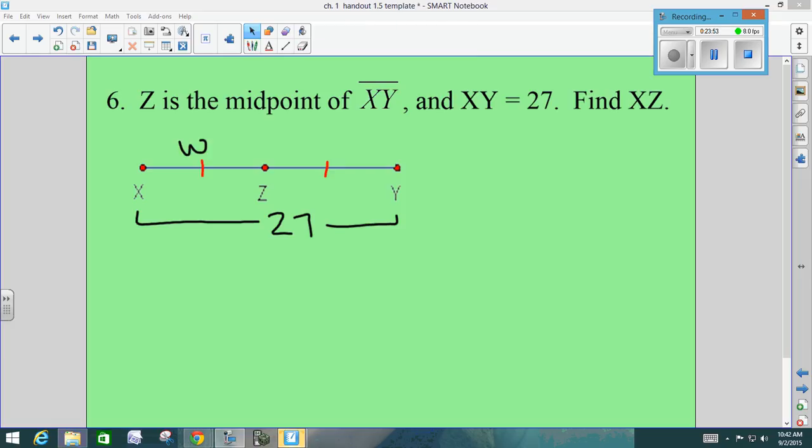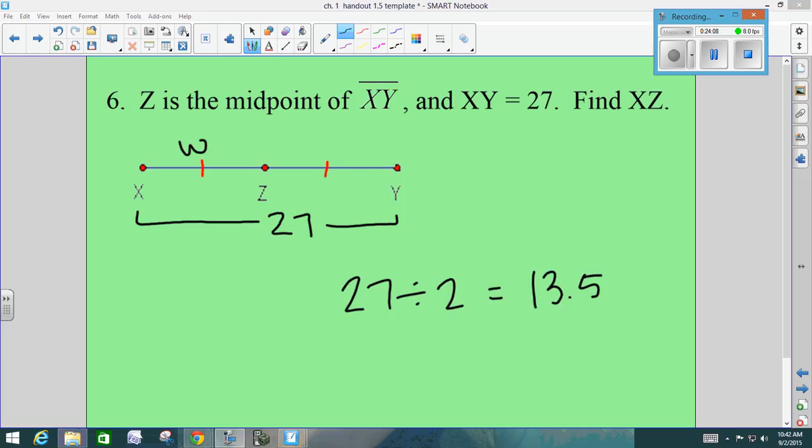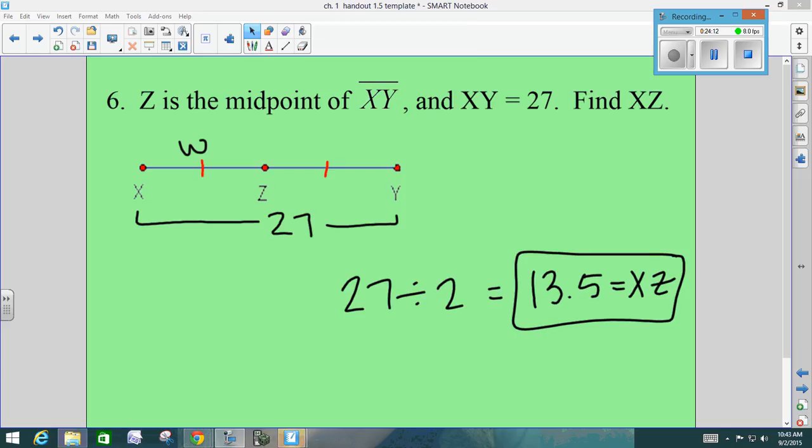What are we going to do to find that length? Divide by 2. Yeah, because a midpoint cuts it into 2 equal halves. What's 27 divided by 2? 13.5. All right. Midpoint cuts it in half.